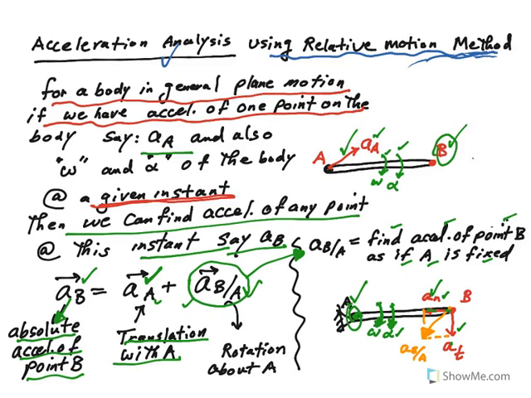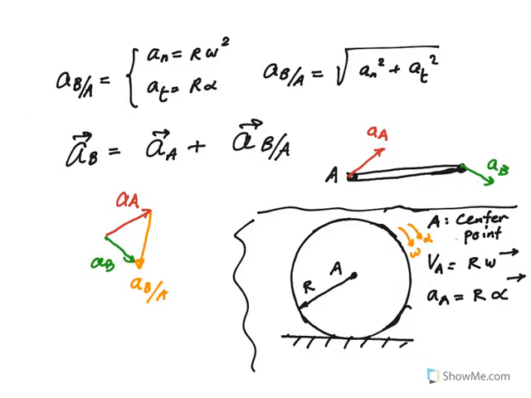Okay, so then the acceleration of B relative to A becomes the resultant of these two components, AN and AT. But actually, we don't really find this guy, and you'll see in an example in the next video. Let's move to the next page.